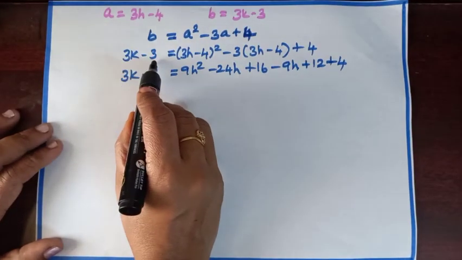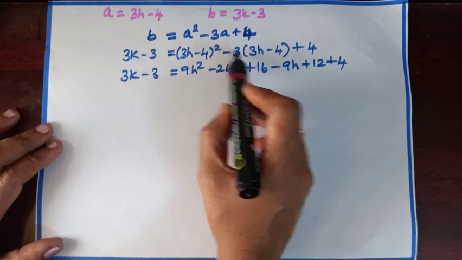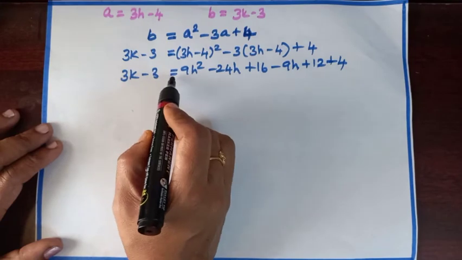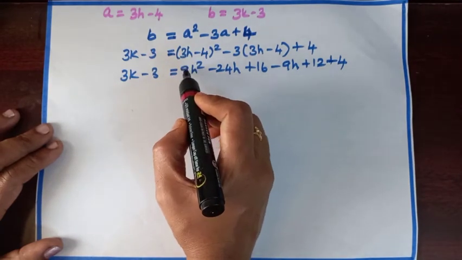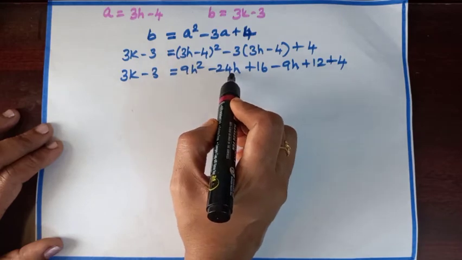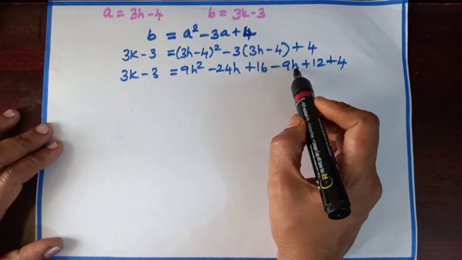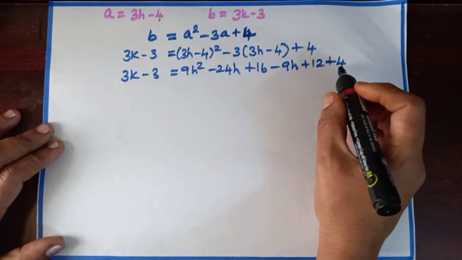b is 3k minus 3, a is 3h minus 4. So 3k minus 3 equals (3h minus 4) the whole square minus 3 into (3h minus 4) plus 4. Use here the identity (a minus b) the whole square. Then we get 9h square minus 24h plus 16. Minus 3 into 3h is minus 9h. Minus into minus is plus, 3 into 4 is 12, plus 4.